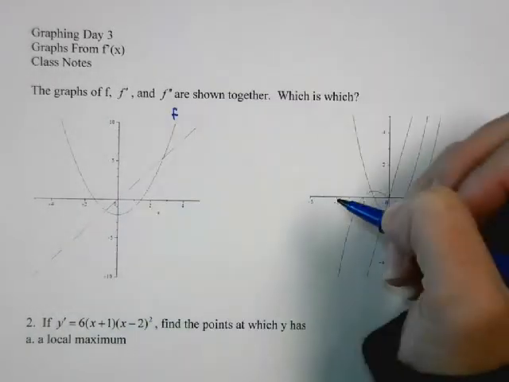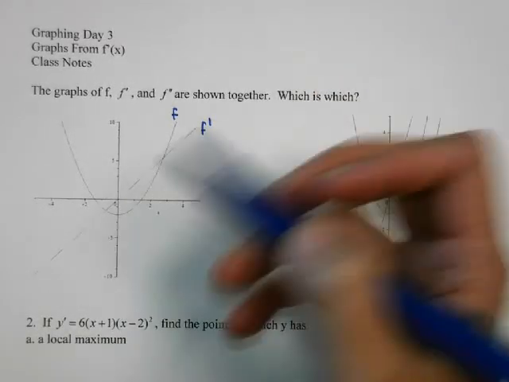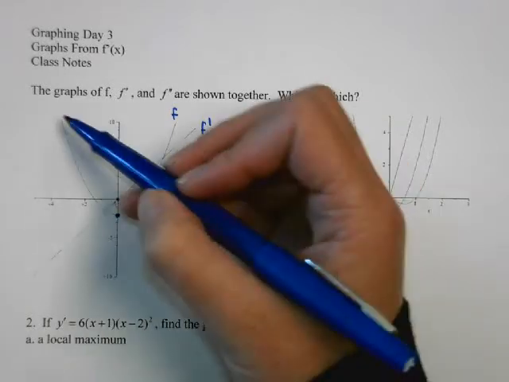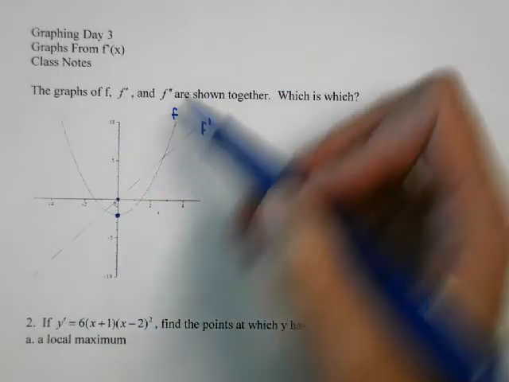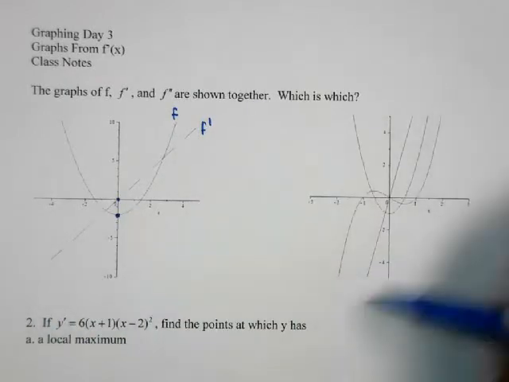So this is going to be our original graph. This is going to be the derivative of that. Also things like the slope here is 0, which is why the derivative is 0. The slope is decreasing and then it's increasing, which is why the derivative is negative, then positive.